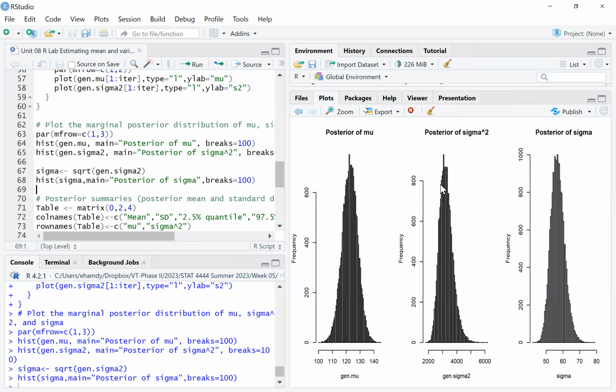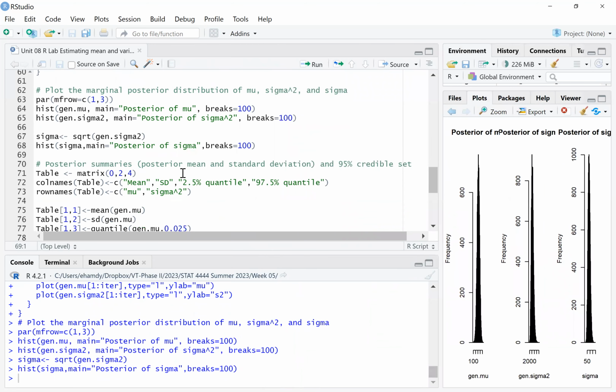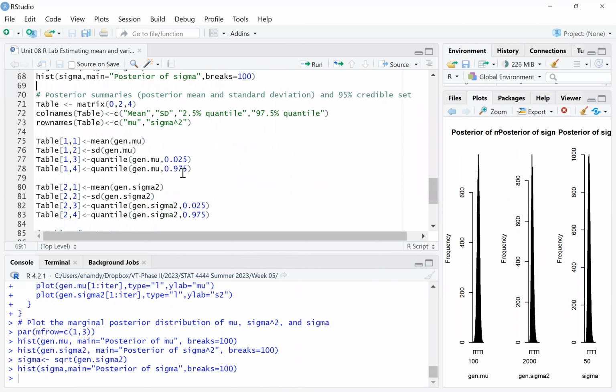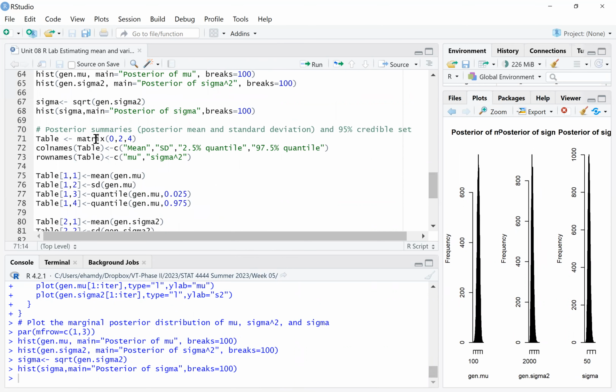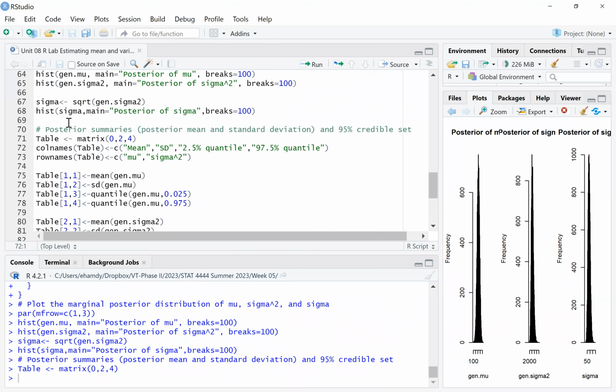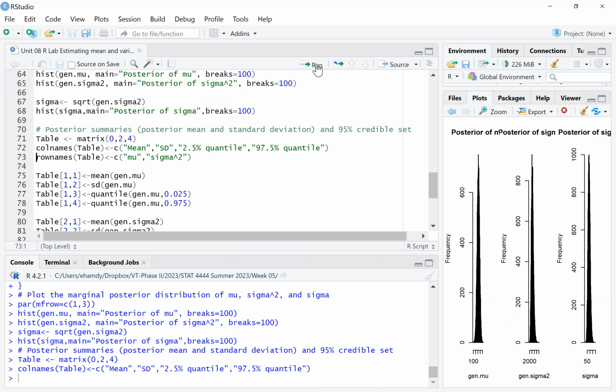And now let's summarize the 2 posterior distributions, the posterior distribution of mu and the posterior distribution of sigma square, in a table. I'm going to calculate the posterior mean, posterior standard deviation, and 95% credible set. Those are very important. I create a table first and give names for the columns. The first column is mean, the second column is standard deviation, the third column is the 2.5 quantile, and the last one is the 97.5 quantile. And the rows are the 2 parameters we are interested in, mu and sigma square.